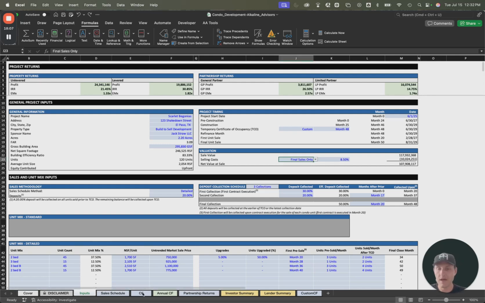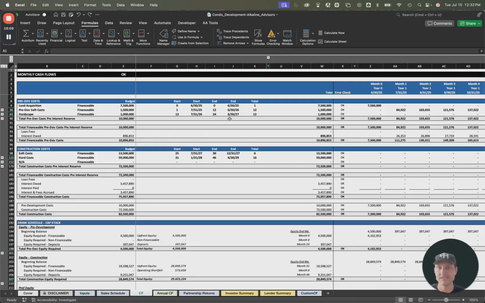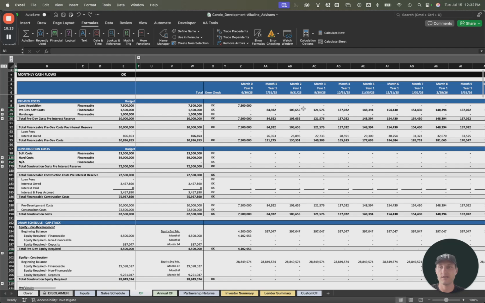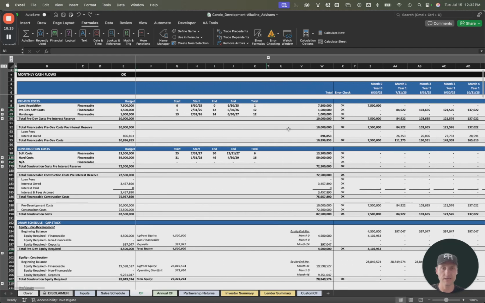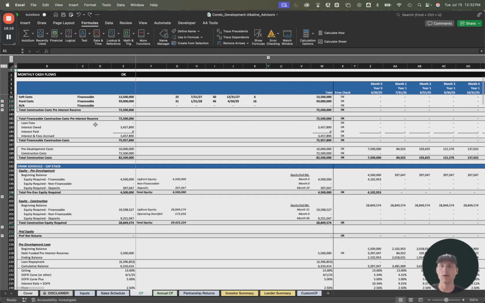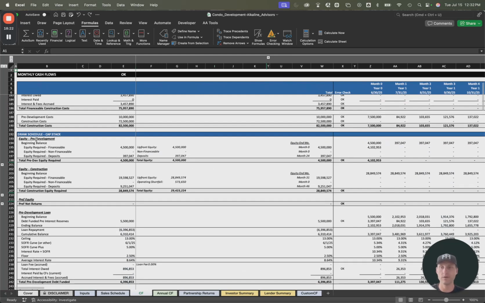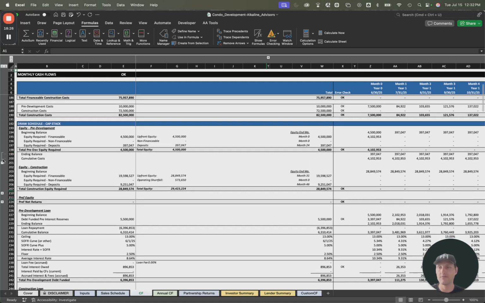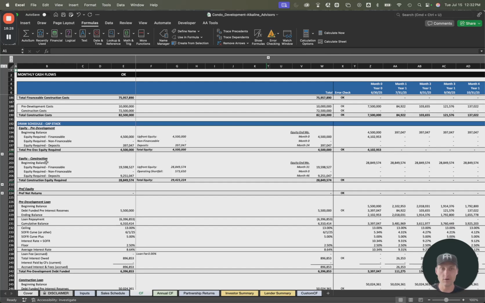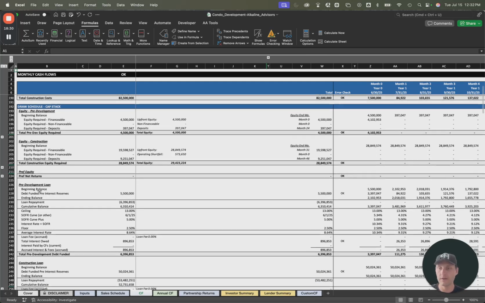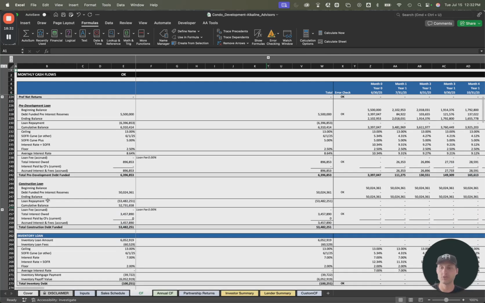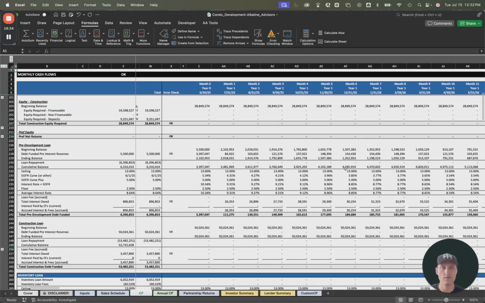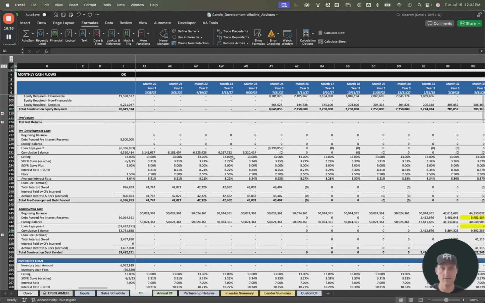Next tab that we'll talk through is the cash flow tab, or the CF tab. Here, zooming out, you'll see it has all of the monthly cash flows. We have pre-development costs up top, then regular construction costs, then the draw schedule, first equity for the pre-development loan, then we have equity for the construction loan, we have pref equity, we have pre-development loan, we have construction loan, and you can see how the capital flows accordingly.